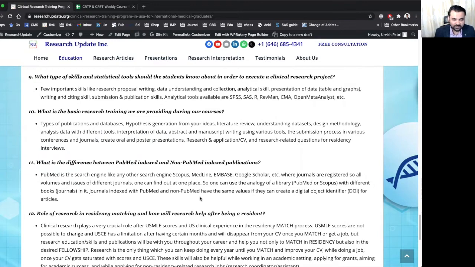Other search engines are Scopus, Medline, Embase, and Google Scholar, and if your article is indexed in any of these index systems, then it's a good journal, and you can of course think about publishing there. The two most common libraries are PubMed and Scopus, but mainly you should focus on the digital object identifier (DOI) number of your article so that you can find it easily.